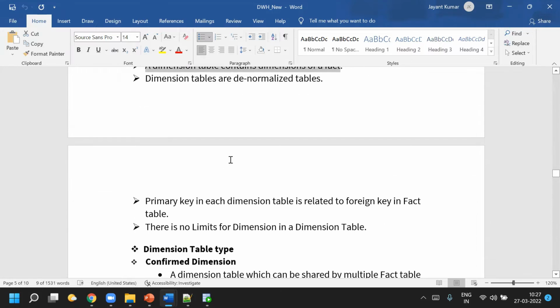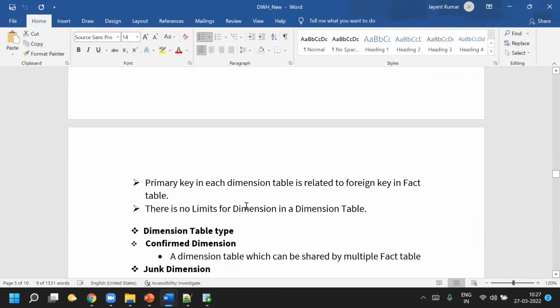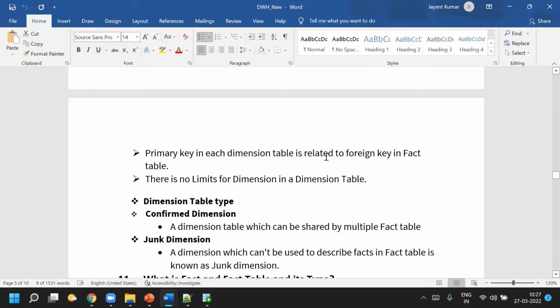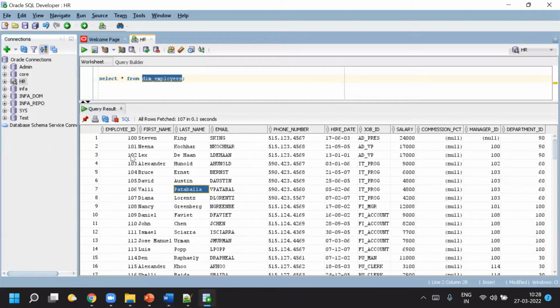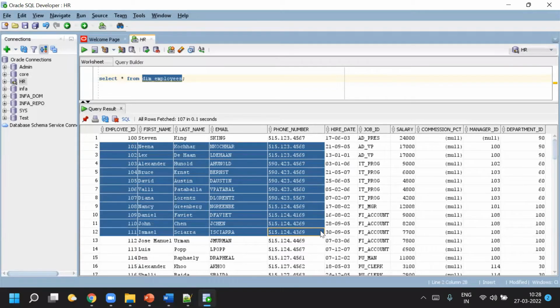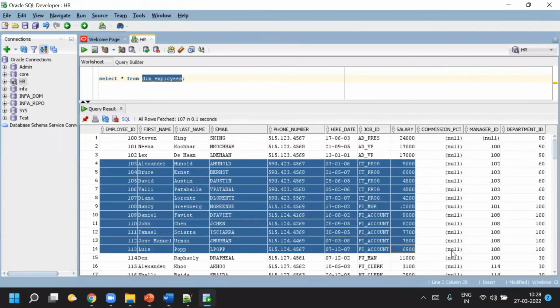Okay, dimensions tables are denormalized tables. And the primary key in each dimension table is related to a foreign key in a fact table. So we'll discuss the fact table and then we'll come back again. There is no limit for dimensions in a dimensions table. You can give n number of dimensions in a dimensions table.